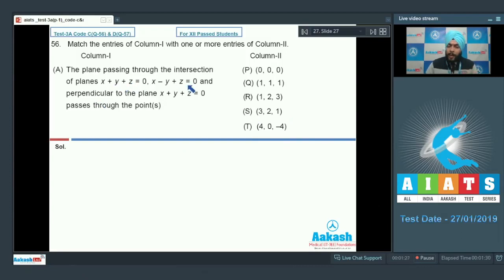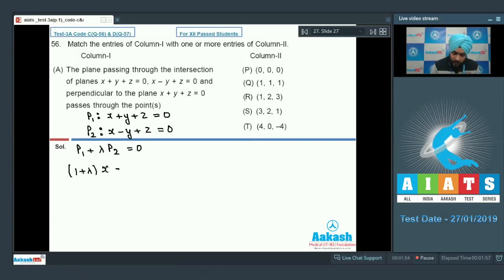So writing P1 plus lambda P2 and applying the condition of perpendicularity with this particular plane, that is P1 itself. So we have P1 plus lambda P2 is equal to 0, where P1 is x plus y plus z equal to 0 and P2 is x minus y plus z is equal to 0. So we have (1 plus lambda) of x plus (1 minus lambda) of y plus (1 plus lambda) of z equal to 0 as the family of planes passing through the intersection of these two planes.